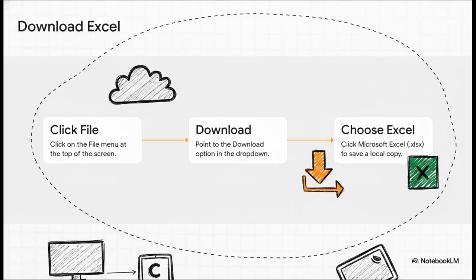And finally, what if you need to take your work offline? Even though everything is constantly and automatically saved in the cloud, you aren't trapped there. You can easily export your masterpiece. Just click the File menu, point down to Download, and click Microsoft Excel. This is super helpful if you need to share a file with offline colleagues or submit a project for a class assignment. You are always in control of your data.